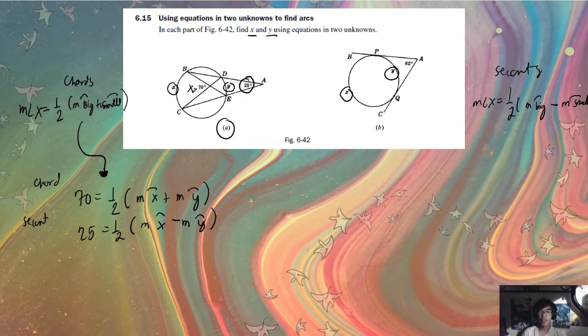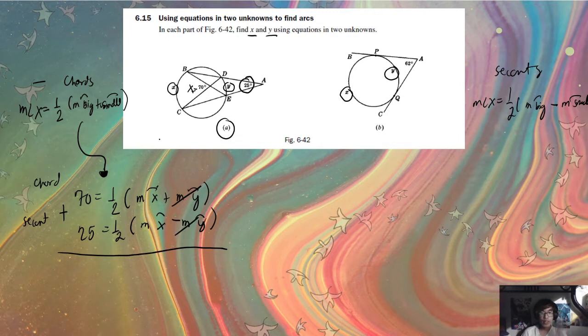So from this system of equations, we can subtract to get the measurement of arc y, or we can try to add. For our system of equations, let's try to add equation 1 and equation 2. Therefore, the measurement of arc y gets cancelled out.